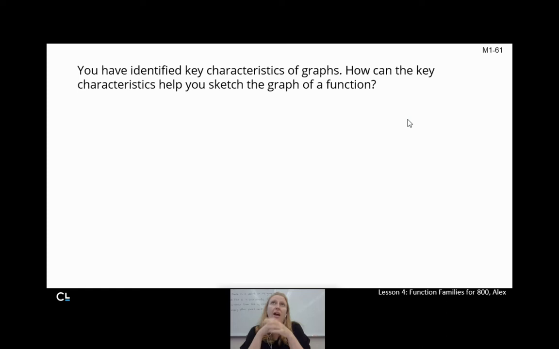How can the key characteristics help you sketch the graph of a function? Now, you might want to go back and look at some of those notes that we took because it wasn't part of your book. But if you recall, in the last lesson at the end, we consolidated it and made a whole list. These are the function families, and these are the things we look for in function families. You might want to go back to that lovely little bit that we made at the end of our last video in order to help you out.